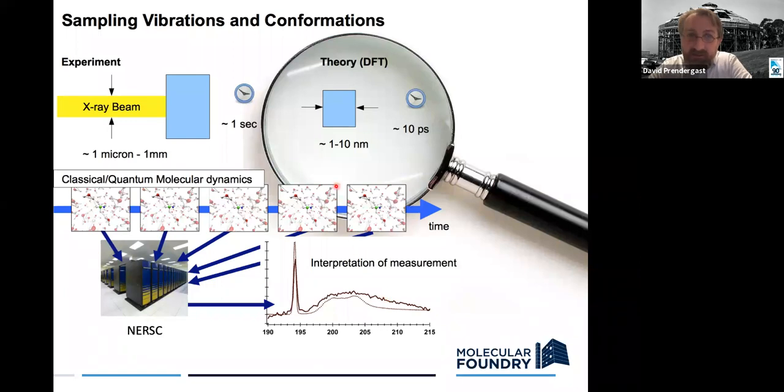And the idea here is to mimic what happens in the experiment, because in the experiment, you expose a sample for a certain period of time. In the volume that's exposed, many atoms get excited. They all contribute to the absorption spectrum, and that's what we're trying to mimic here.